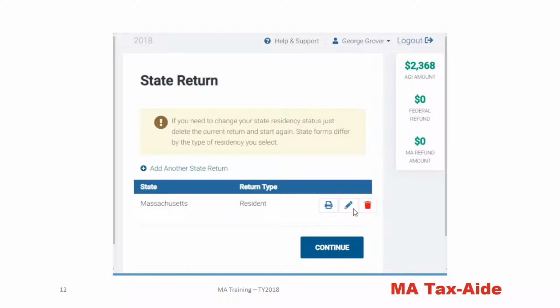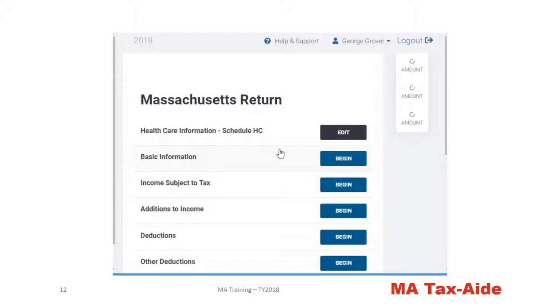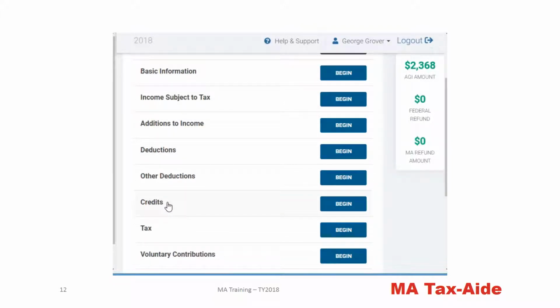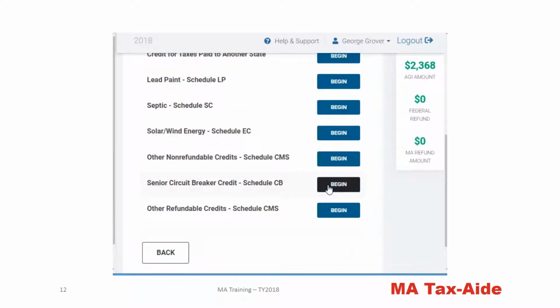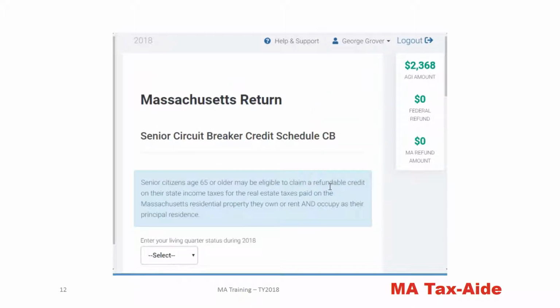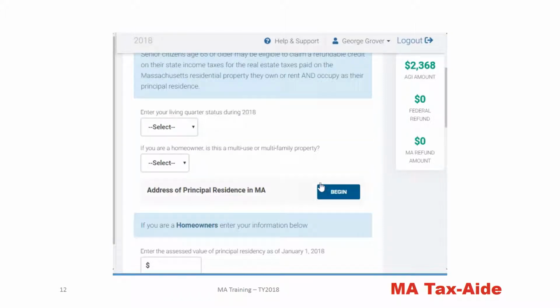So we're going to click Edit, and we'll bring up Massachusetts. And we're going to scroll down till we find the credits line. We'll click Begin. And you'll see that there's a number of options here. The second from the bottom, Senior Circuit Breaker Credit Schedule CB. Now, the options we have here are for whether you are a homeowner or a renter. In this case, George is a homeowner.